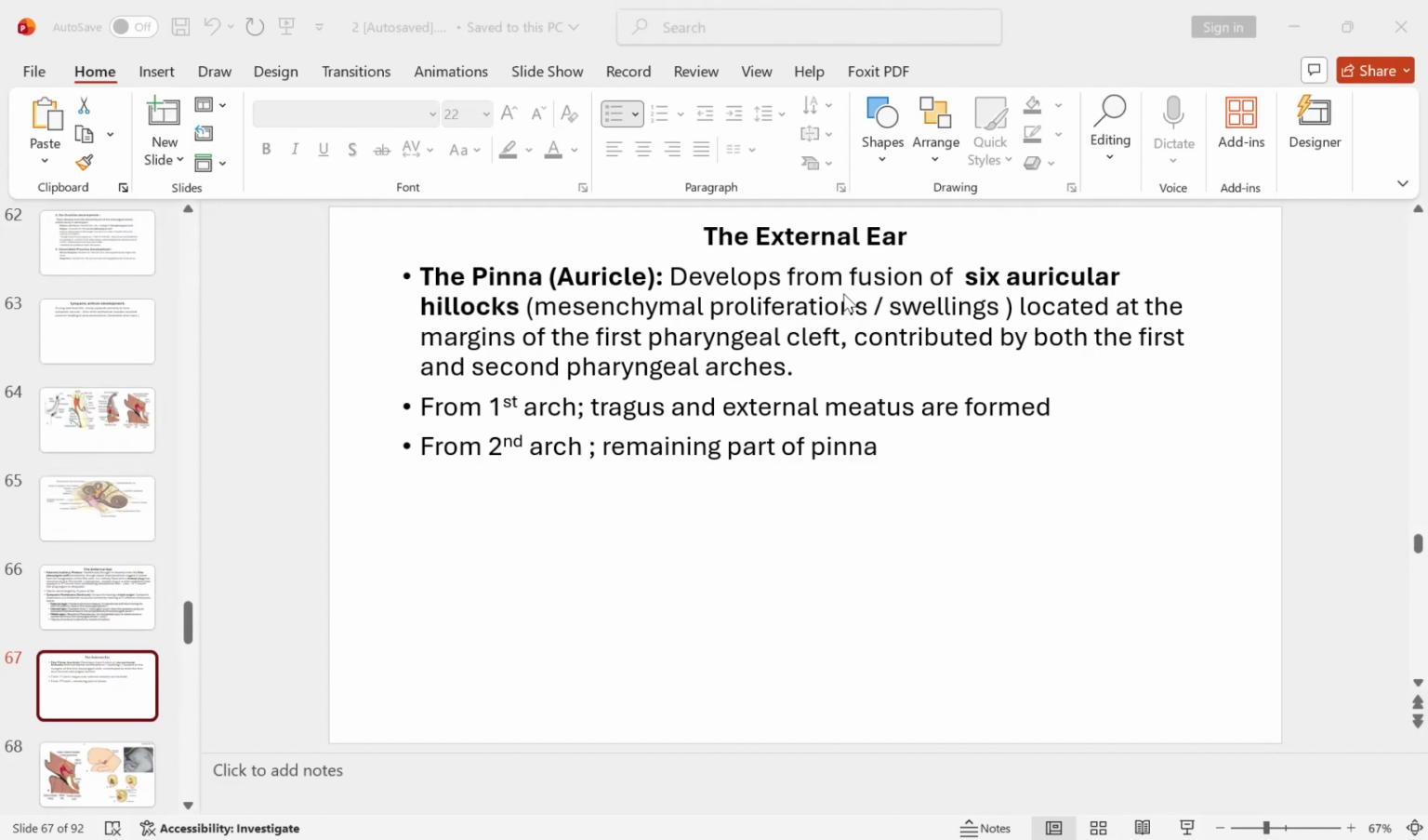So the pinna or the auricle develops from the fusion of six auricular hillocks. Auricular hillocks are mesenchymal proliferations or swellings located at the margins of the first pharyngeal cleft, contributed by both the first and the second pharyngeal arches. So from the first arch, tragus and external meatus are formed, and from the second arch, the remaining part of the pinna is formed. So let me show you that in diagram.